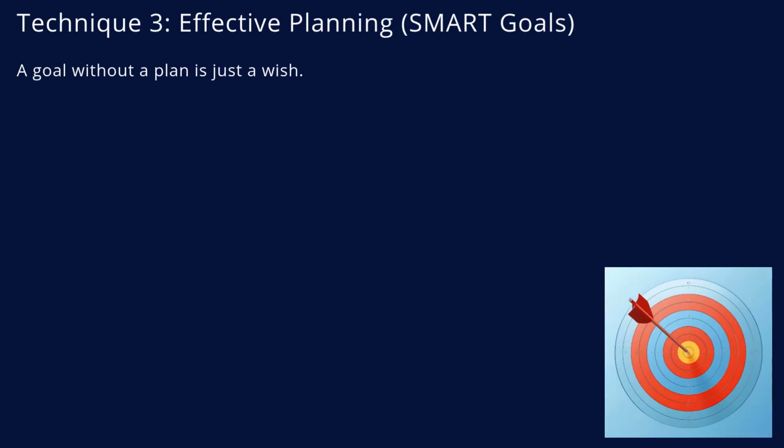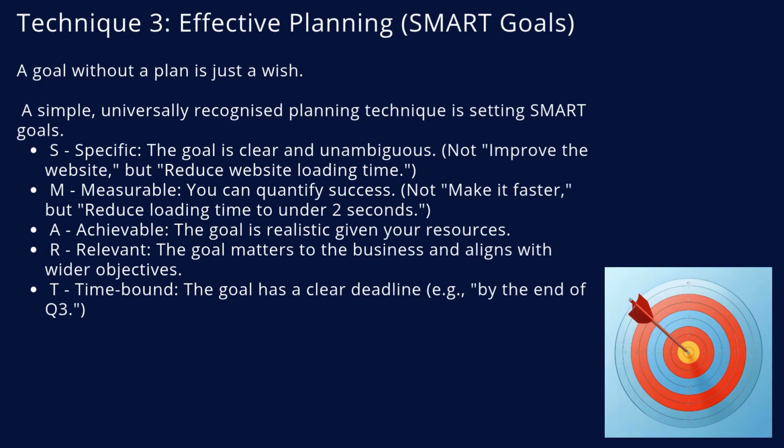We all have goals, but a goal without a plan is just a daydream. One of the most powerful and simple techniques for turning a vague goal into an actionable plan is the SMART framework. It's an acronym that gives you a checklist for creating effective objectives: specific, measurable, achievable, relevant, and time-bound. It forces you to move from a vague idea like, improve the website, to a concrete plan.